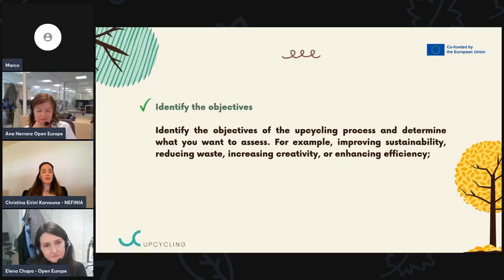How, though, do we assess the effectiveness of the upcycling process? We need to go through some steps, some of which Elena has mentioned before. We need to identify the objectives, meaning identifying the objectives of the upcycling process and determining what we want to assess. For example, improving sustainability, reducing waste, increasing creativity, or enhancing efficiency.